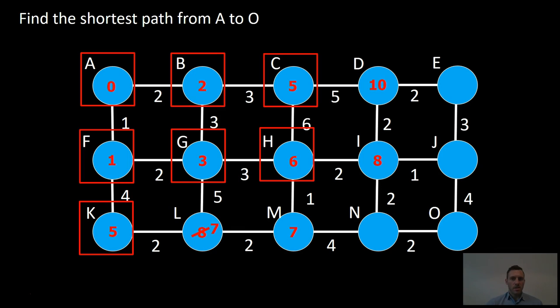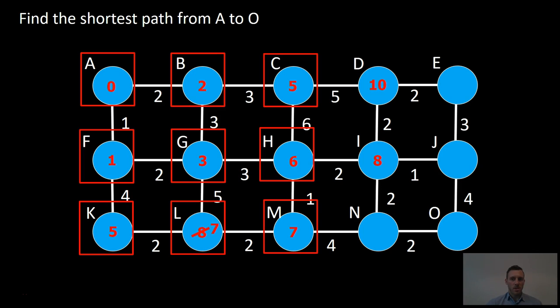Now we choose the least of all unboxed labels on the whole graph and make it permanent by boxing it. I've chosen L. Consider all unboxed nodes connected to the node you've just boxed. The only one is M. This is already labelled with 7. If we go through L, it would be 9, so we leave it as 7 because we're looking for the shortest path. Choose the least of all the unboxed node labels on the whole graph and make it permanent by boxing it. This time we choose M and we box it.